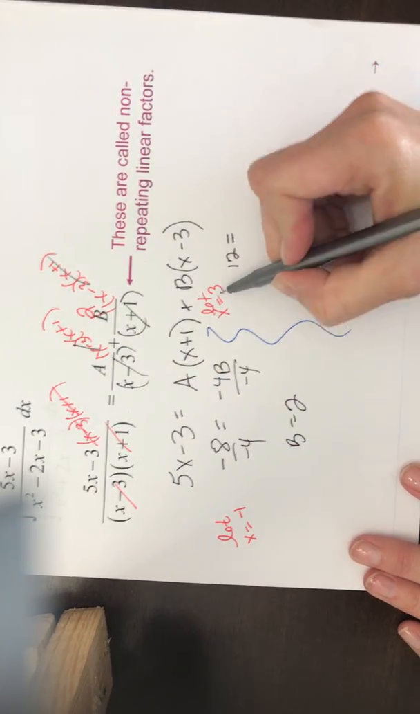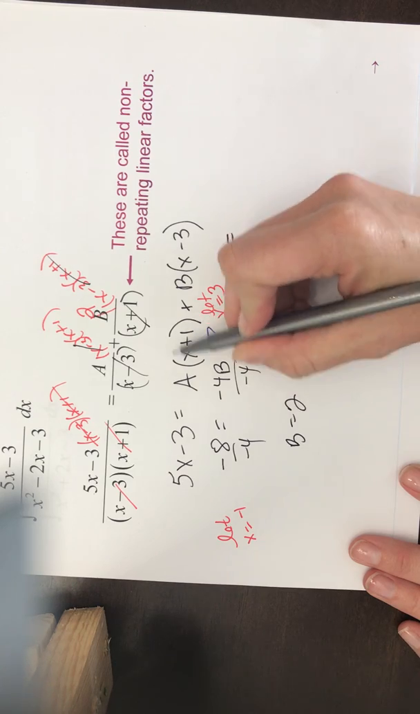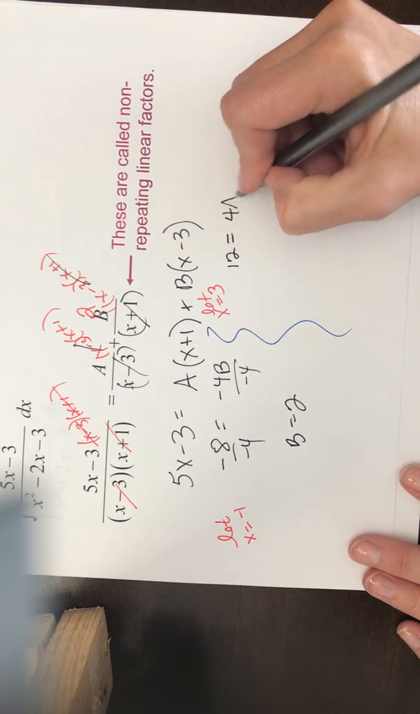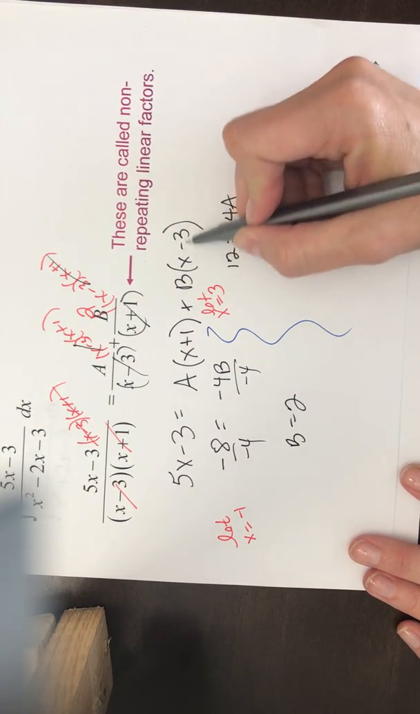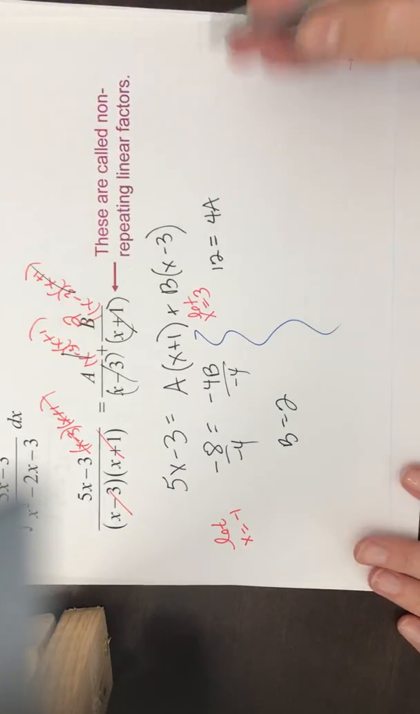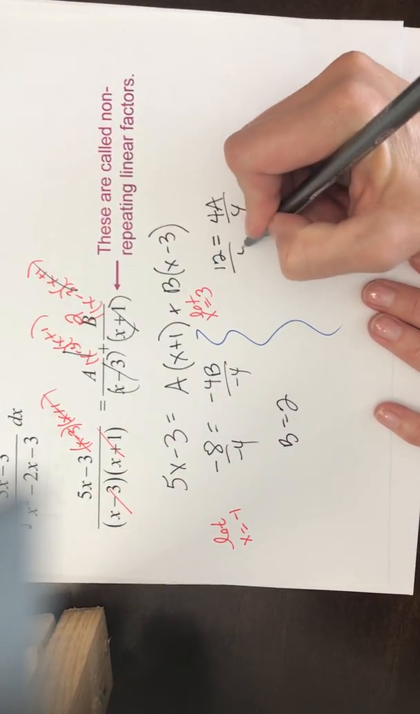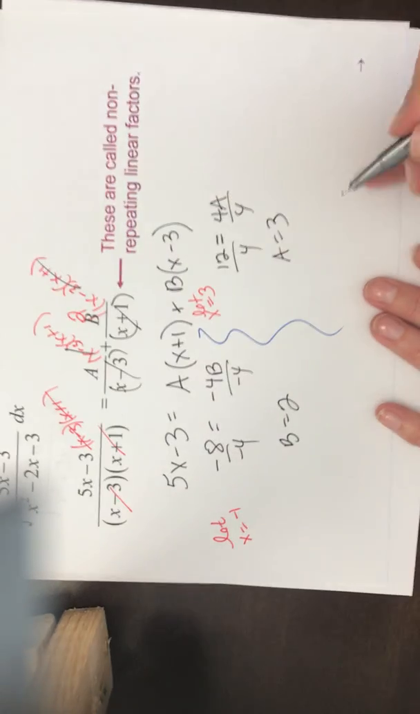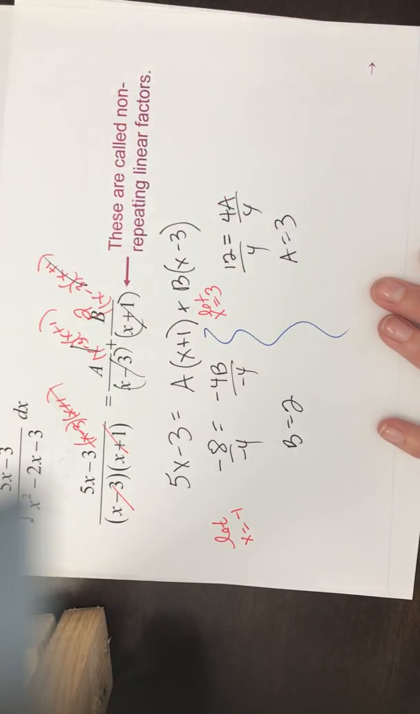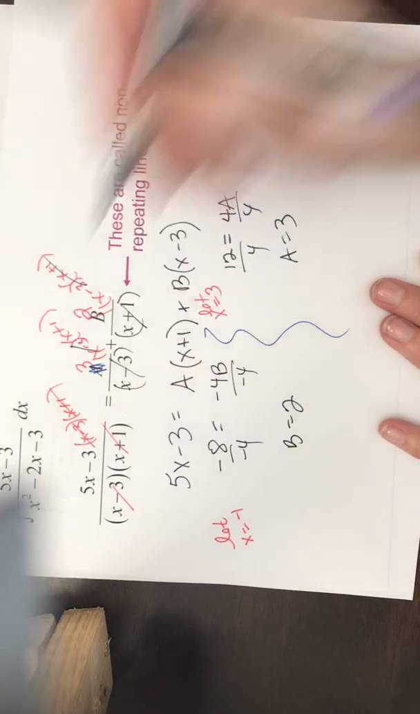Equals, let this x equal 3. 3 plus 1 is 4a. And if x is 3 here, 3 minus 3 is 0. That term goes away. Solve real quick. Divide by 4 on both sides, and a is 3. So that means that way over here, this fraction, that a is actually a 3.